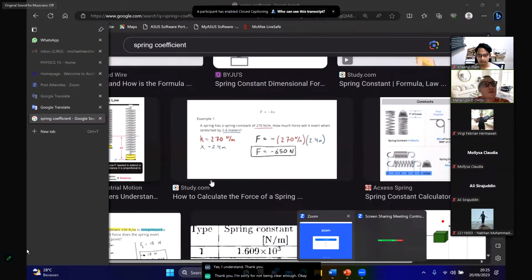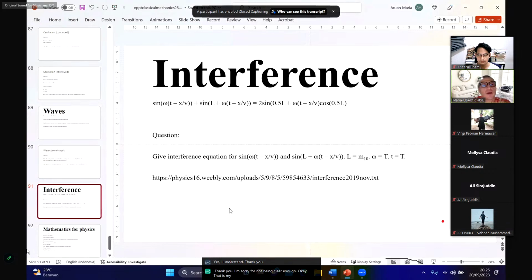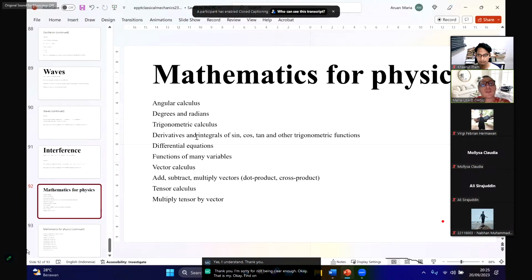Okay. Finally, we need some mathematics. Maybe you can check out the angular calculus like degrees and radians, trigonometric calculus like sine, cosine, tangent, differential equations, functions of many variables. That's for later on. Vector calculus, tensor calculus, tensor, in our case, is the moment of inertia tensor. So maybe later on you will need those things.